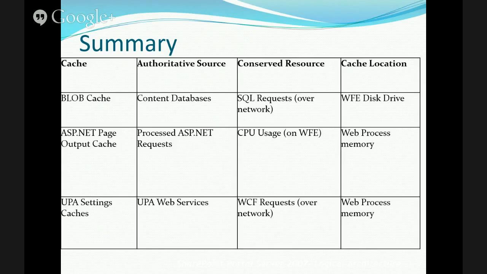Then the ASP.NET page output cache, processed using ASP.NET requests. The authoritative source is going to be ASP.NET, which is present in your web server. What are we trying to conserve here? We don't want to use the CPU on the web front end too much. So what we do is we cache the output of the page. Where do we cache? We cache it in process memory. So web process memory is what we talk about.